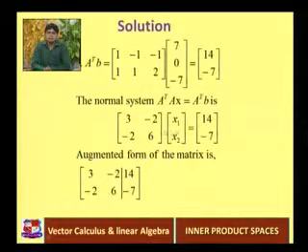And convert this matrix form into the augmented matrix form, that is 3 minus 2 minus 2 6 combined with 14 and minus 7. In my first lecture, I gave you a trick on how to find the augmented matrix from the matrix form. The augmented matrix is the combined matrix of the coefficient matrix and the constant matrix, that is 3 minus 2 minus 2 6, and 14 and minus 7, that is the constant matrix.